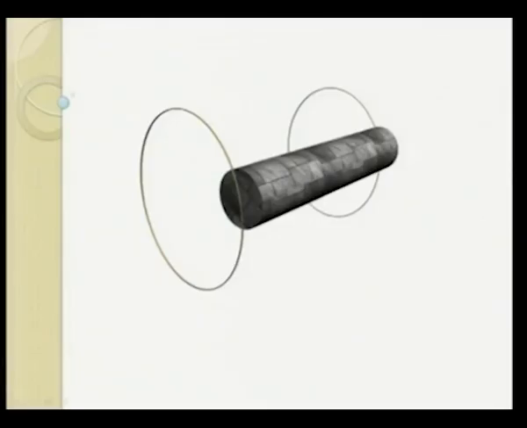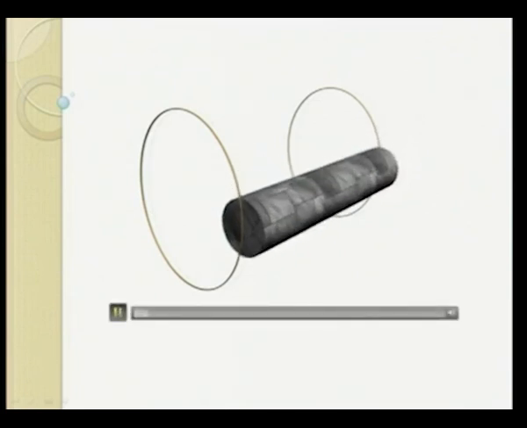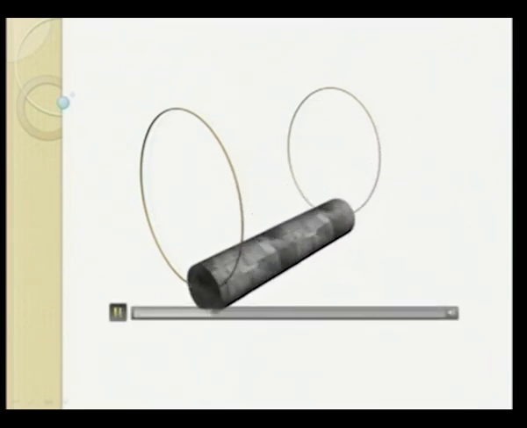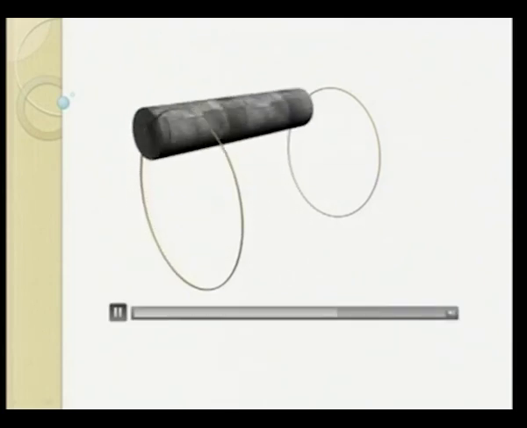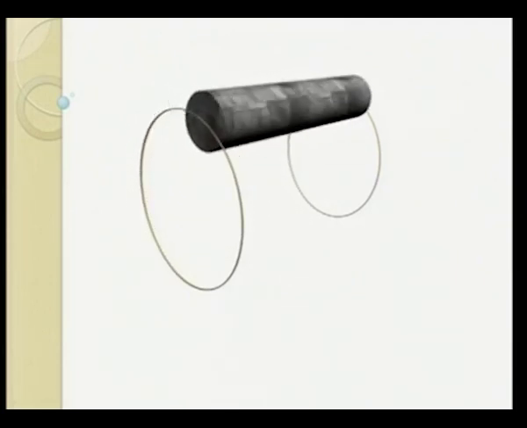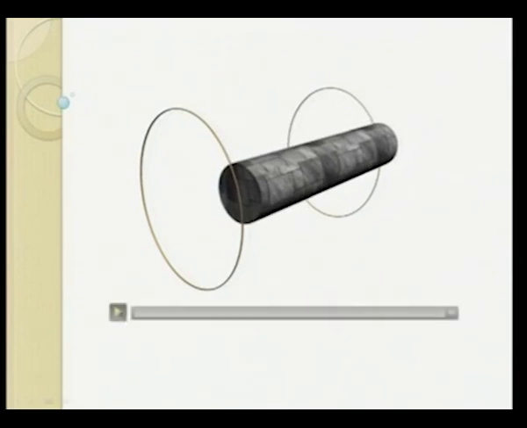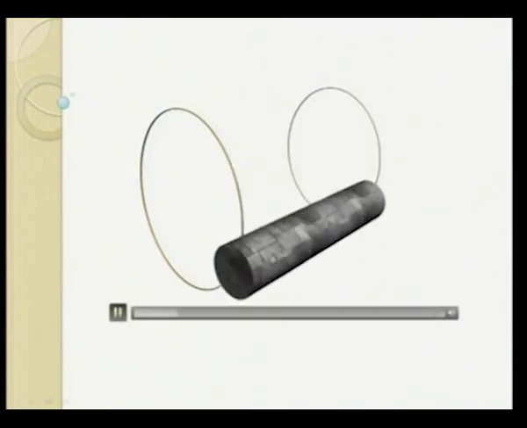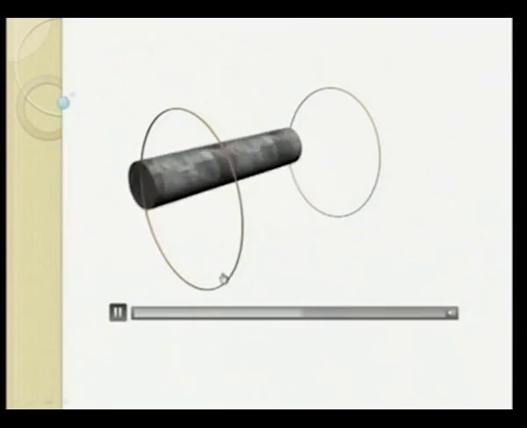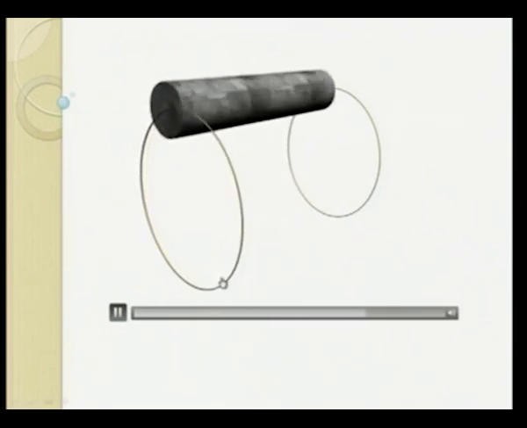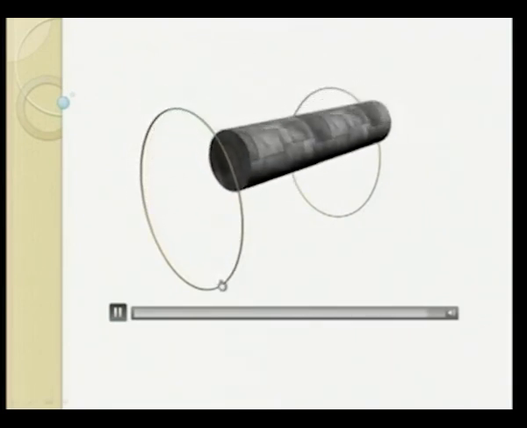So this is the animation for translatory forward whirl. You can see that in this particular case, the shaft is rotating clockwise. Also, it is whirling in the clockwise direction. So again, we can see the shaft is rotating clockwise, and also the whirling direction is clockwise. So this is a forward translatory whirl.